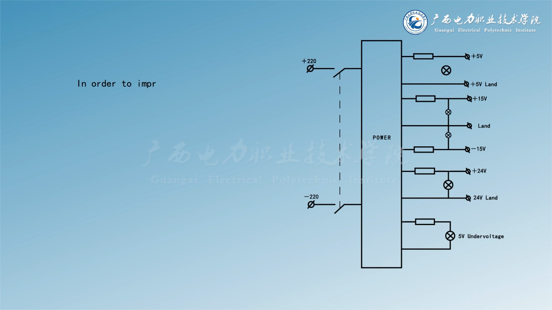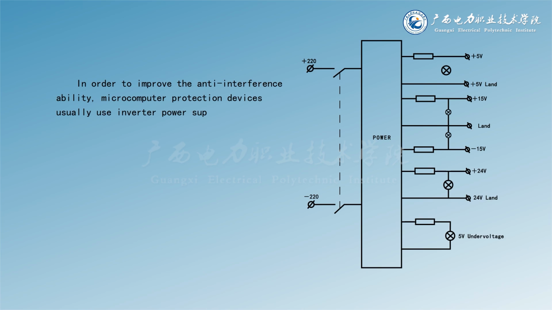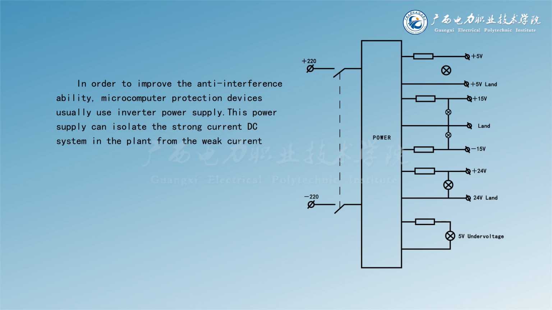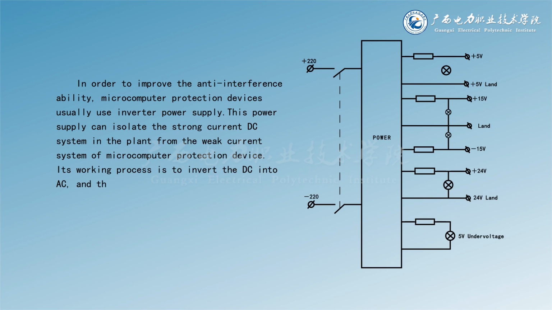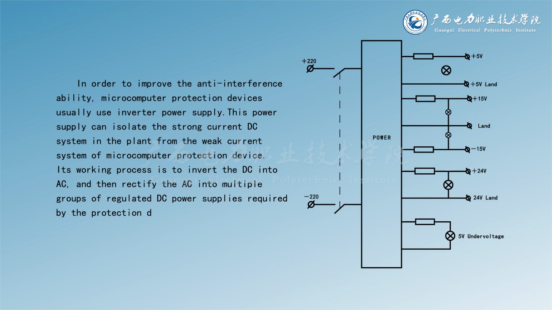In order to improve the anti-interference ability, microcomputer protection devices usually use inverter power supply. This power supply can isolate the strong current DC system in the plant from the weak current system of microcomputer protection device. Its working process is to invert the DC into AC, and then rectify the AC into multiple groups of regulated DC power supplies required by the protection device, such as 5 volts, plus or minus 15 volts, and 24 volts.